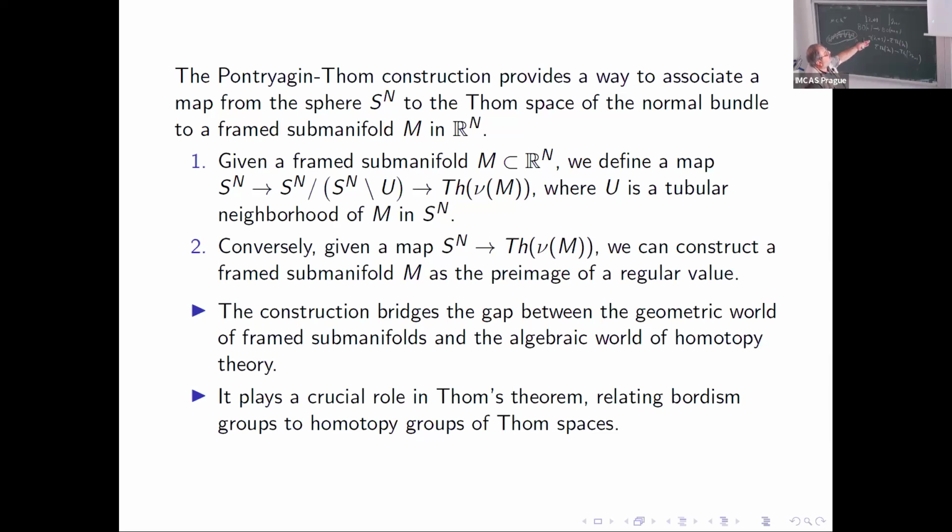So we have a map from the large-dimensional n-dimensional sphere to the Thom space of the normal bundle over M. This is called the Pontryagin map. So from a manifold M, we obtain some element of the homotopy group of the Thom space. Okay. So this is the main tool in the proof of Thom's theorem. We need this definition of the transfer map.